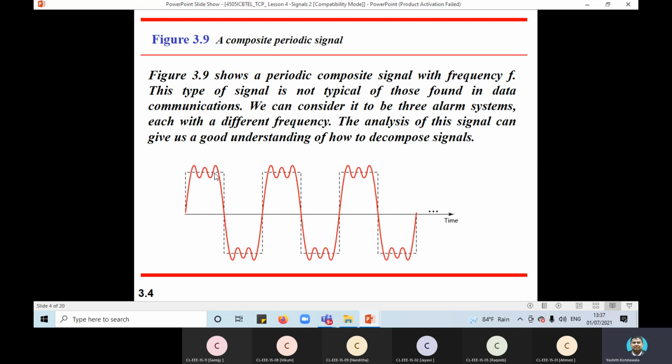You have a bigger vibration with less frequency and larger amplitude, bigger vibration. On top of that, you have a less amplitude, high frequency vibration. So that high frequency vibration is making the peak amplitude keep on vibrating at the same rate. This is the meaning of this picture.